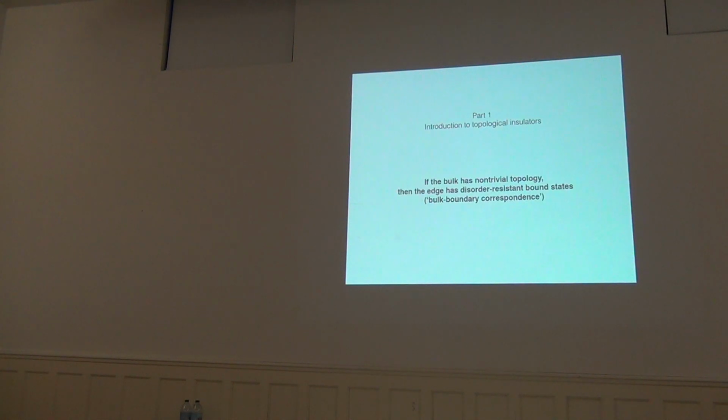And now, where am I? So I promised to bring this conclusion that if the bulk has non-trivial topology, then the Hamiltonian has disorder resistant bound states. So I have so far argued that in an artificial mathematical sense, I can assign some topology. I can call an SSH model trivial or topological, depending on this winding number. So I can assign a topological label to different pieces of the same model.